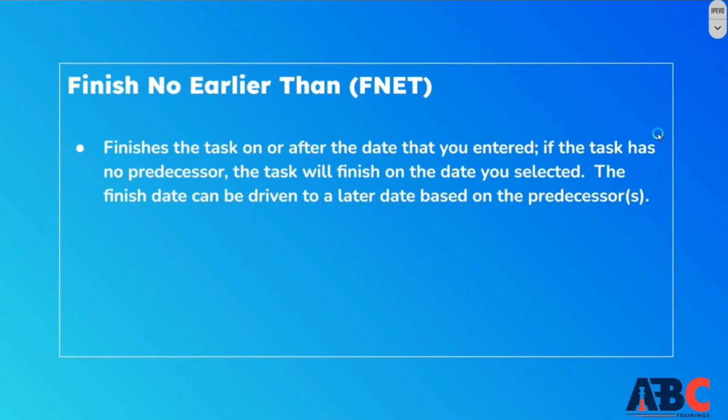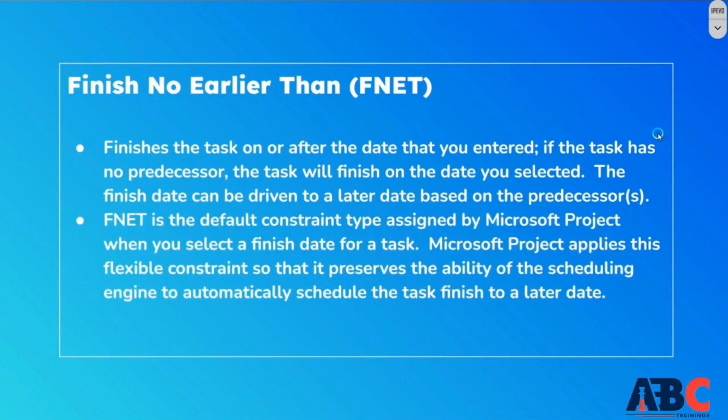In the same way, if predecessors are available, then it depends on the date you have given. Then after that your task will be finished. FNET constraint is assigned by default in Microsoft Project when you assign the finish date for the task, and Microsoft Project applies that as a flexible constraint. When you schedule a finish date, it will take you ahead as you add tasks. What will happen? Your date will go ahead.